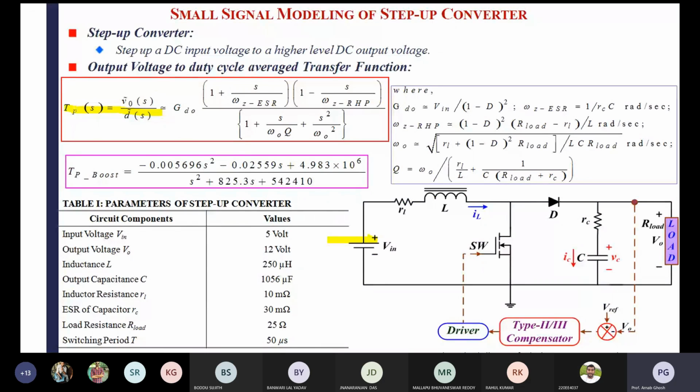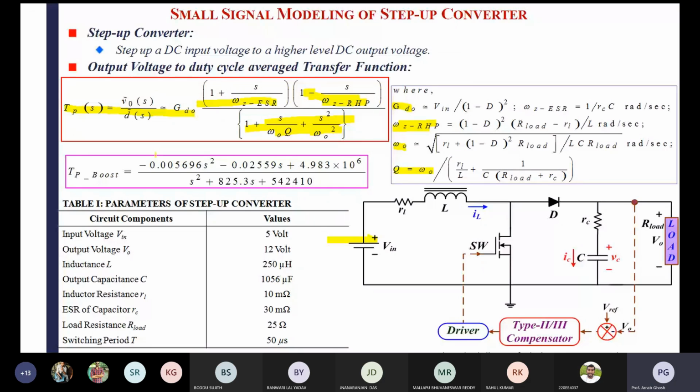So you know all those values of gain, the zero location, and omega zero. All the values are already discussed, so I am not repeating that portion. You can cross check it from your side, and let me know if there are any problems. The parameters are given in the table, so if you put those values, you will get the final transfer function of the boost converter.